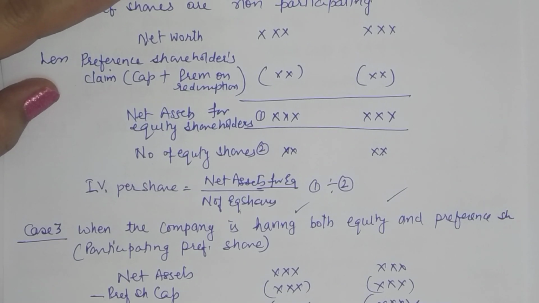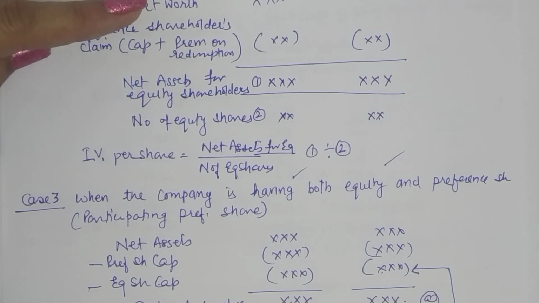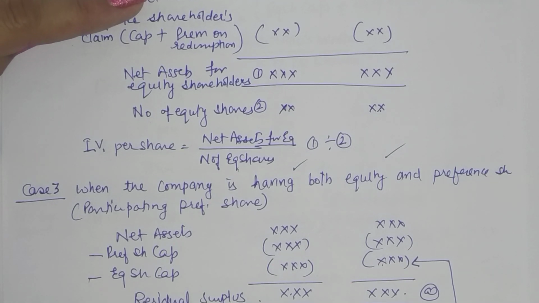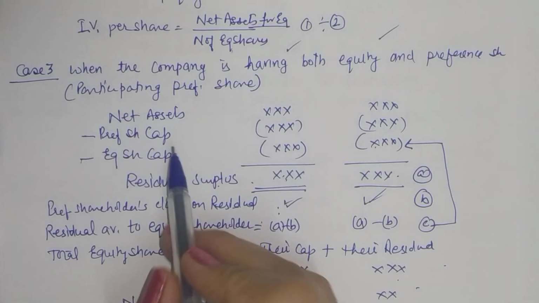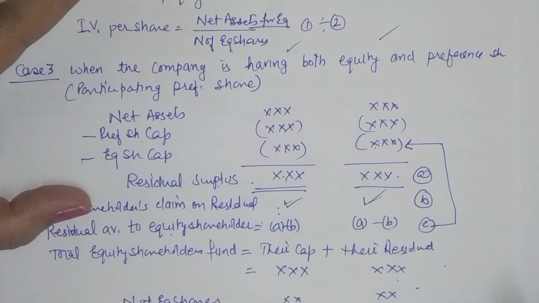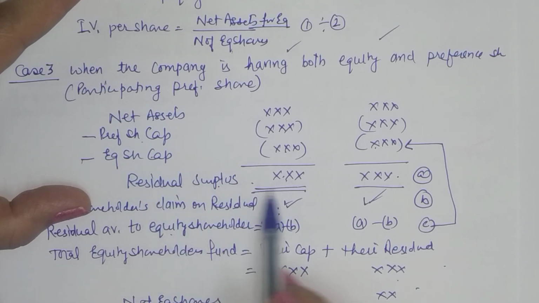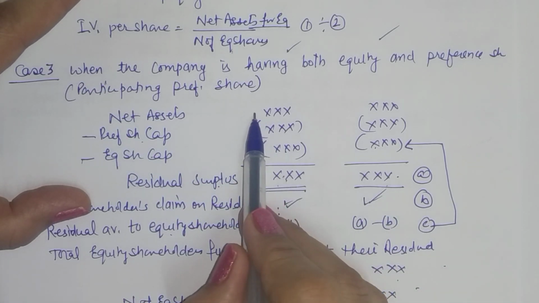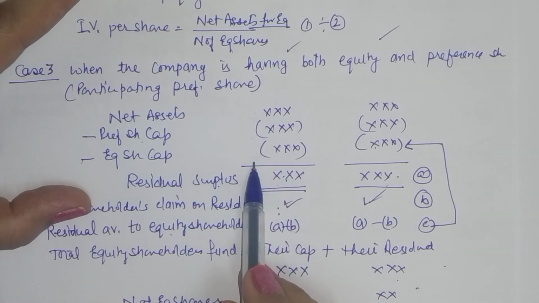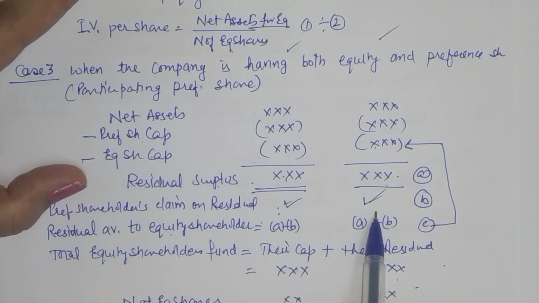However, the third case is when your preference shares are participating in nature, which implies that they will also have a right over the residual amount. So the amount which is left after paying preference shareholders doesn't belong to equity only. They will be paid their capital first, then the residual will be calculated. This is total assets minus preference and equity capital. The preference shareholders have a claim on this, right? So their claim will be calculated. The remaining is available to equity shareholders.